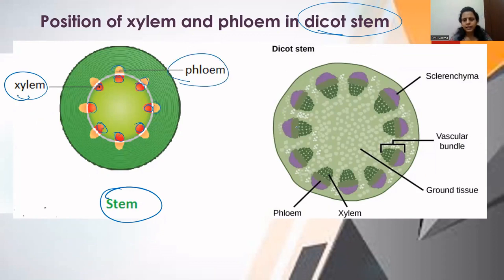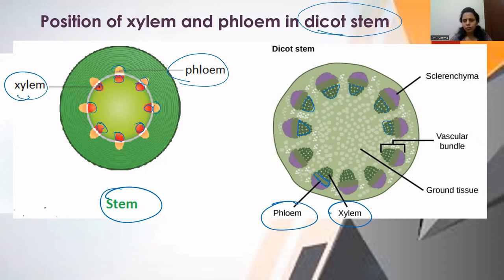In the second diagram again, you see these cells which are present towards the inside, towards the center of the stem. The cells or tissues present towards the center of the stem are your xylem, and the cells present just above xylem are phloem.